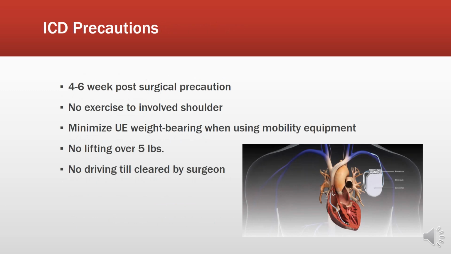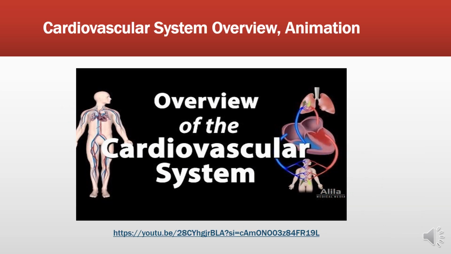ICD precautions. We want to make sure that, again, there's no exercise involved with that left shoulder. We want to minimize any weight bearing when using mobility equipment for the upper extremity. So again, thinking about what type of walker we would have to use. We would want the one that was most mobile, no lifting whatsoever, so we would never use a standard walker. And if they are using a walker or cane in the opposite extremity, if they're using a walker, educating them how they really need to put most weight onto the opposite side, no lifting again, and no driving until cleared from the surgeon.